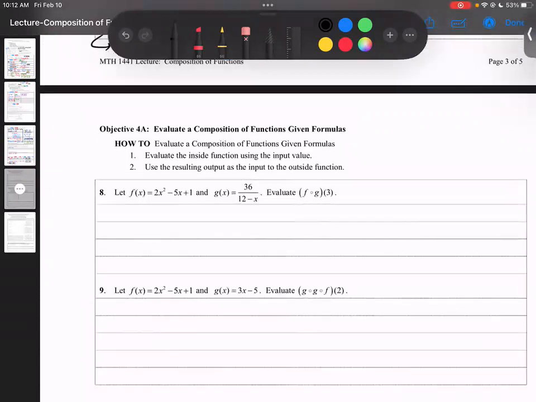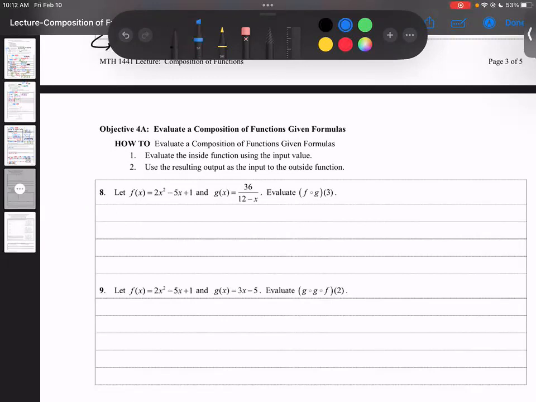All right, objective 4, evaluating the composite function. So far, all I gave you is x. I didn't give you specific values. Now we're going to do that. It's the same thing, but a little bit better because you can evaluate your function.